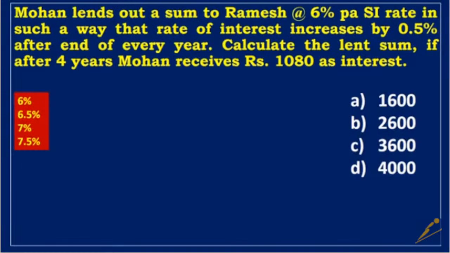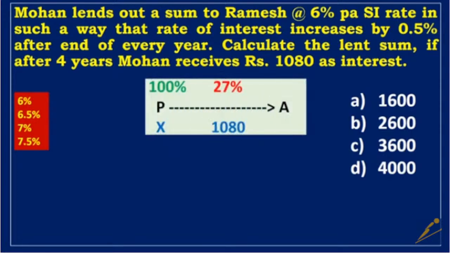First example, Mohan lends out a sum to Ramesh at 6% per annum, a simple interest rate, in such a way that the rate of interest increases by 0.5% after the end of every year. Calculate the lent sum, if after 4 years Mohan receives 1080 rupees as interest. Assume the principal is 100%.